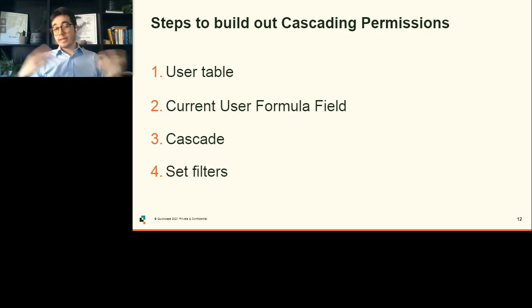Okay. And after that, we just need to start our filters. Go to our roles, update those, go to reports, update those, and filter based on that user field and the summary and lookup versions of those user fields.